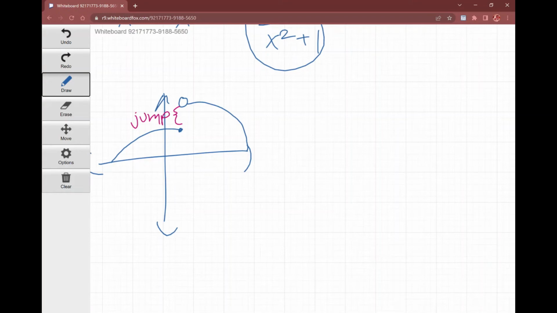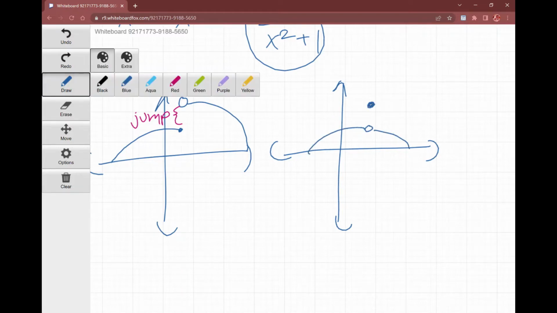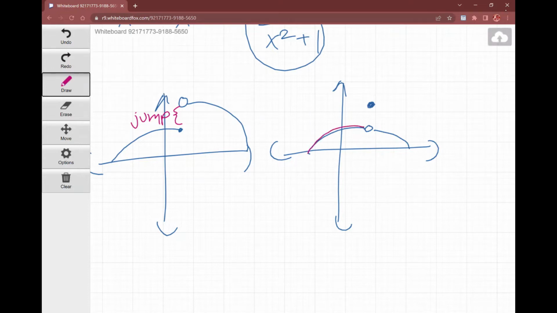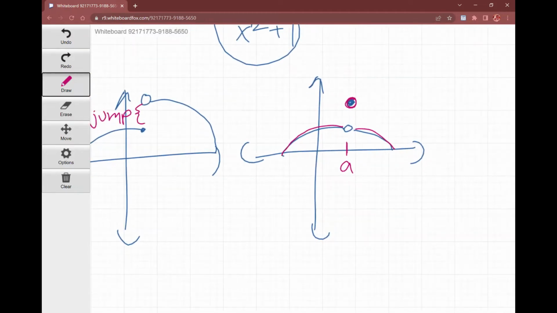My second type is a removable discontinuity. That's when I have a graph like this. As you can see, it all goes to the same place, but at just one point, it's not continuous. So if I asked you if it was continuous at this point, x equals a, your answer would be no, because there's a discontinuity there.